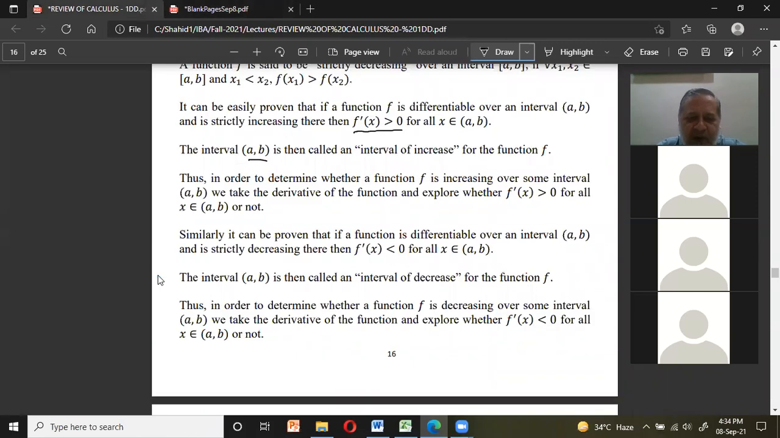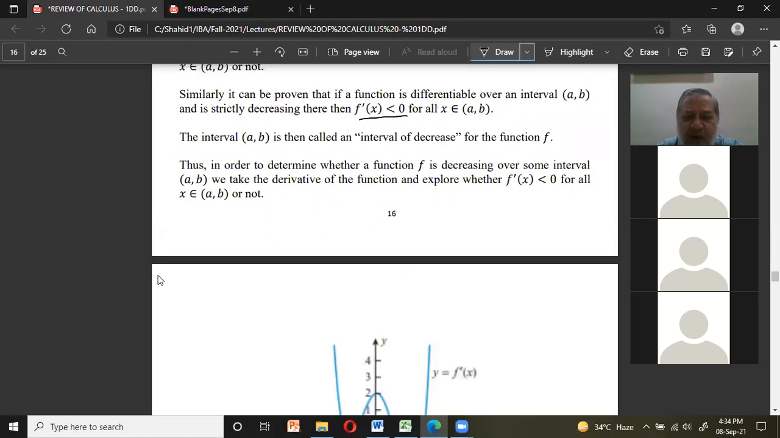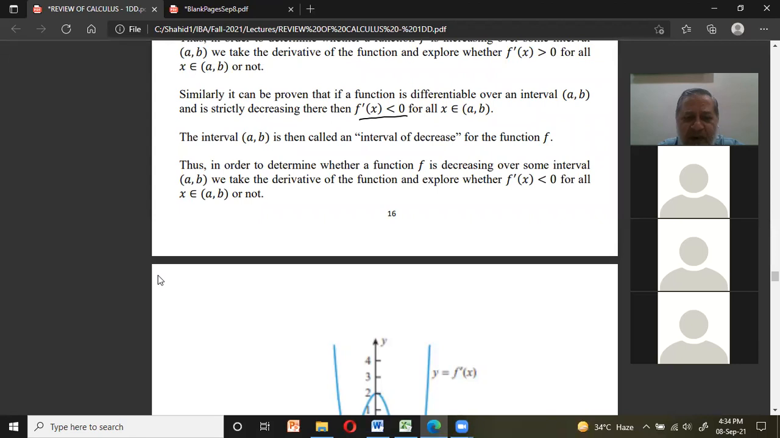So, intervals of increase and decrease. Similarly, we can prove that when the function is differentiable and strictly decreasing, the derivative should be negative. The interval is then called the interval of decrease, and so on and so forth. Thus, in order to determine whether a function is decreasing over some interval, we take the derivative of the function and explore whether the derivative is negative or not for all x belonging to the interval.